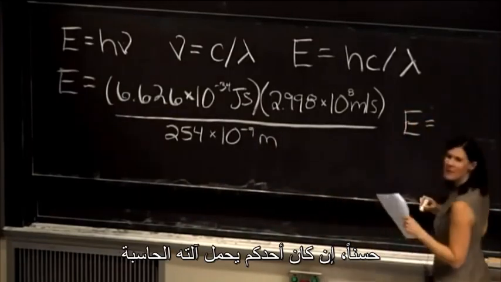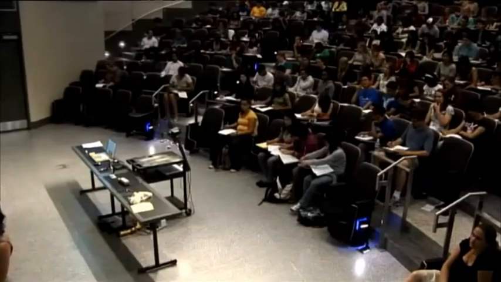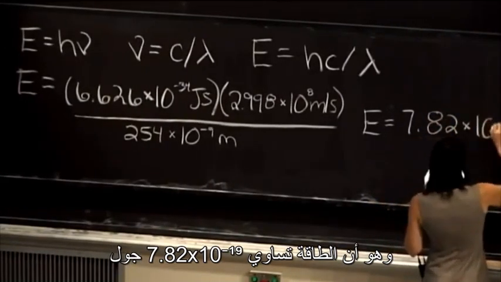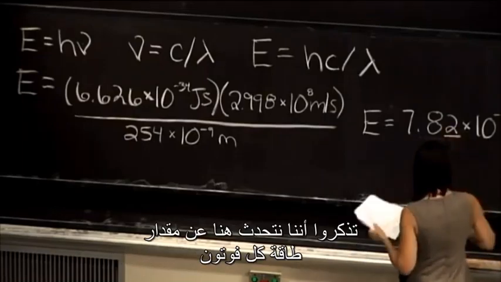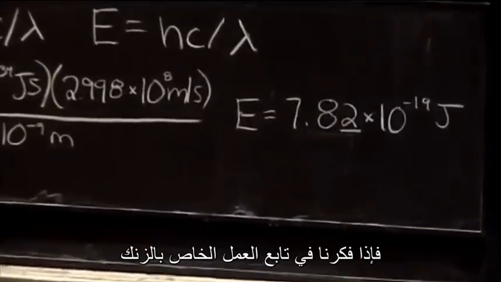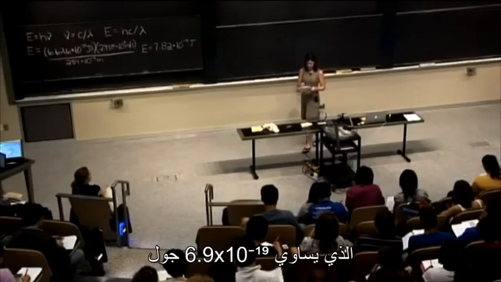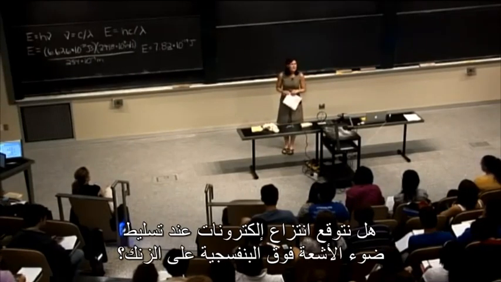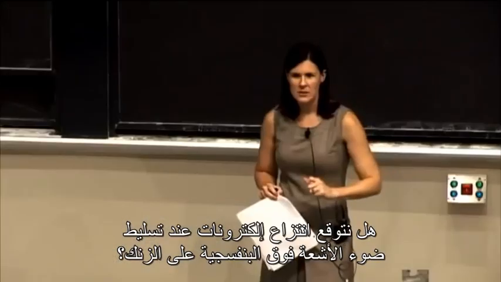So hopefully, if some of you have your calculators with you, you can confirm the answer that I got, which is that the energy is 7.82 times 10 to the negative 19 joules. So remember, what we're talking about here is the amount of energy that's in each photon. So if we think about the work function for zinc, and the work function for zinc is 6.9 times 10 to the negative 19 joules, do we expect that when we shine our UV light on the zinc, we'll be able to eject electrons?